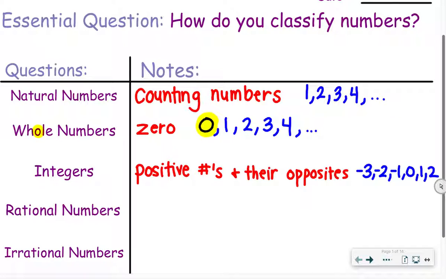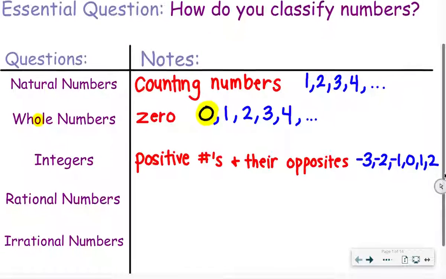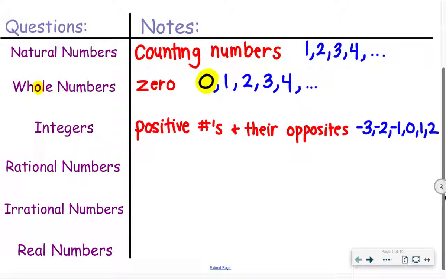Now you'll notice that a lot of these numbers are getting repeated and are in more than one group. For example, the number 1 is a natural number and a whole number and an integer. So numbers can fall into more than one category. The number 0 is a whole number and an integer. So they can fall into more than one category.